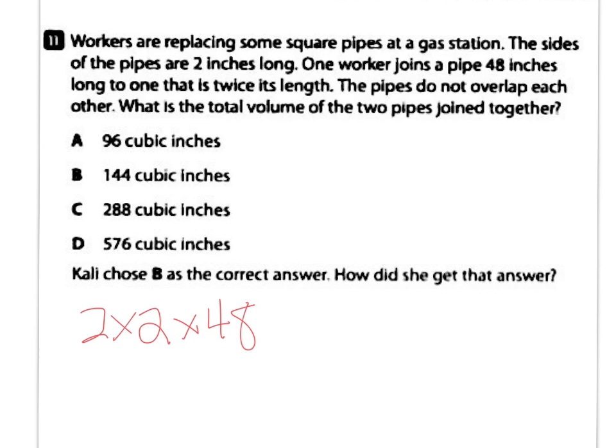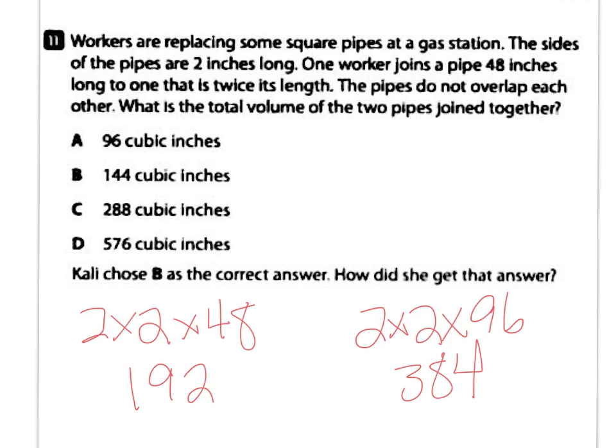Okay, that's one pipe. The other one is going to be 2 times 2, because still we're doing square pipes and they're 2 inches long. So we know all the sides are 2 inches. 2 times 2 times, it says one worker joins a pipe 48 inches long to one that is twice its length. What is 2 times 48, or twice? 96. Okay, so if you multiply these out, you have 4 times 48, which is 192. And you have 4 times 96, which is 384. Okay, so these are cubic inches. So the first pipe is 192 cubic inches, and the second pipe is 384 cubic inches.